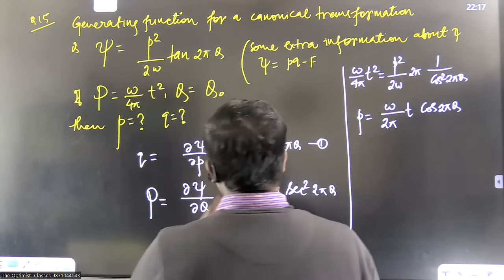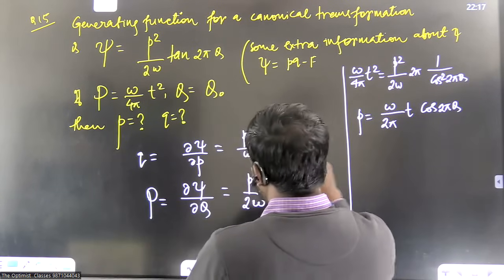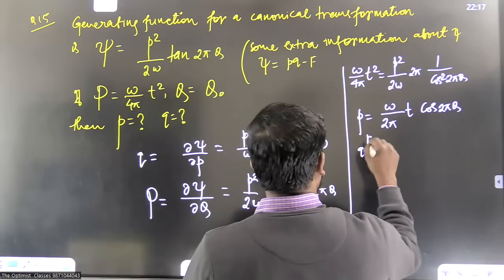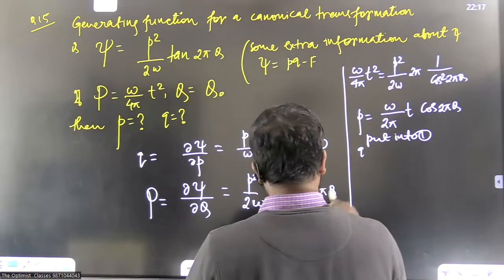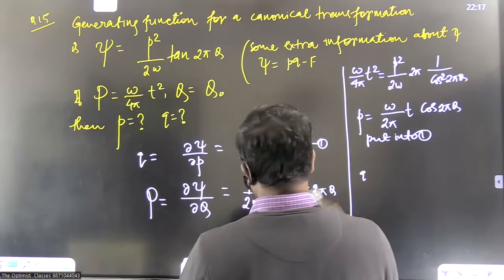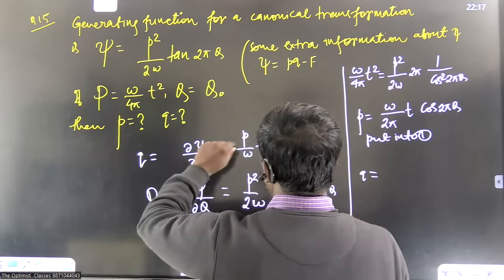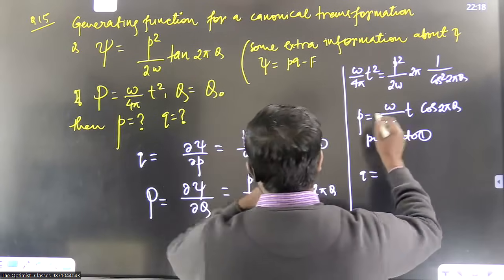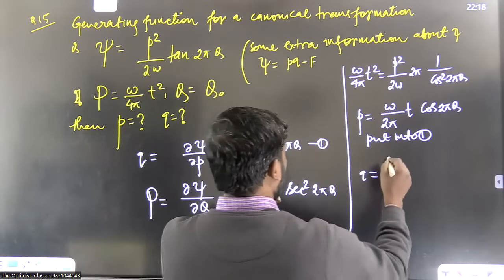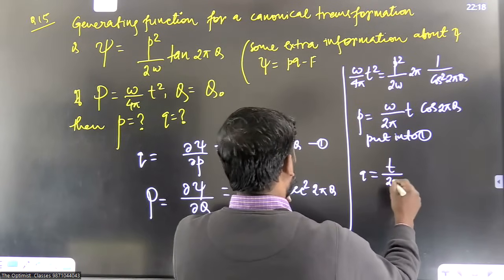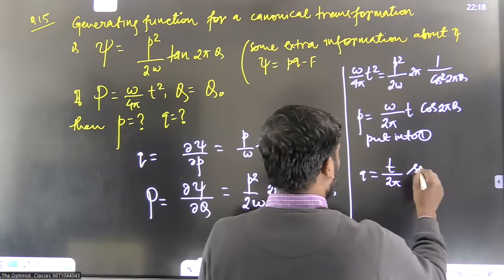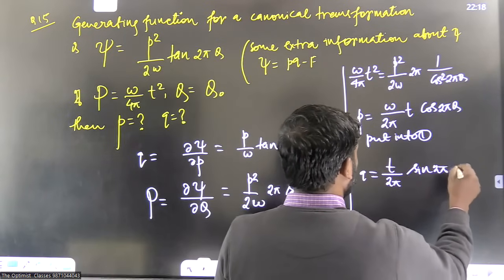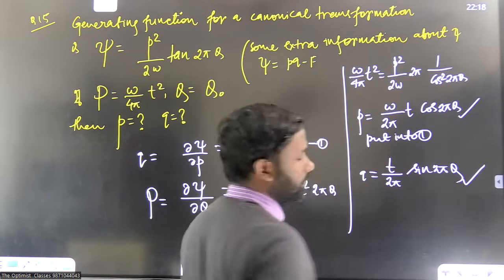Now we can put the value of P into equation 1 to obtain Q. So Q will be equal to, we are putting the value of P here. So omega and omega will cancel out. So we'll get here t upon 2 pi, and tan can be written as sine by cos. So cosine will cancel out, and we'll get here sine 2 pi Q. So these are the answers, this and this.